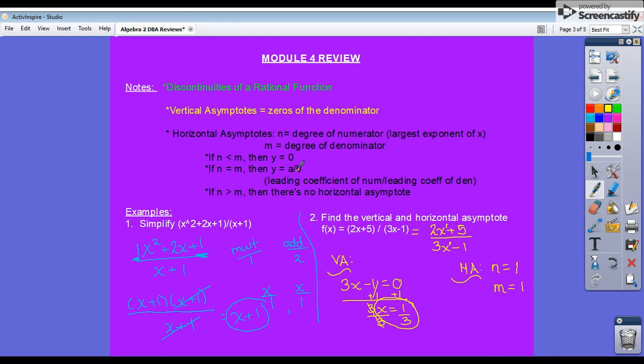We don't have that. If n equals m, which is what we have, then y equals a over b, where a is the leading coefficient of the numerator, and b is the leading coefficient of the denominator. So your horizontal asymptote, y, will equal the two leading coefficients, which is 2 over 3. I hope this helps.